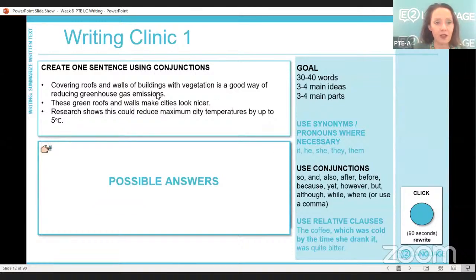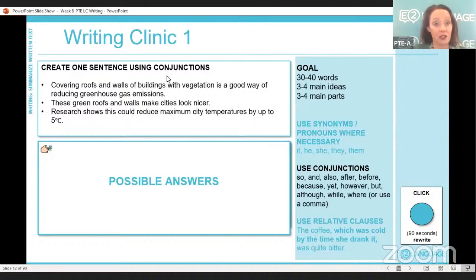So let's, first of all, decide what is going on in terms of the relationship between the sentences. So if we look here and then look at the second one and the third one, are we adding information? Are we saying the opposite? Are we giving a reason or a cause? So let's have a look. Covering roofs and walls of buildings with vegetation is a good way of reducing greenhouse gas emissions. These green roofs and walls make cities look nicer.